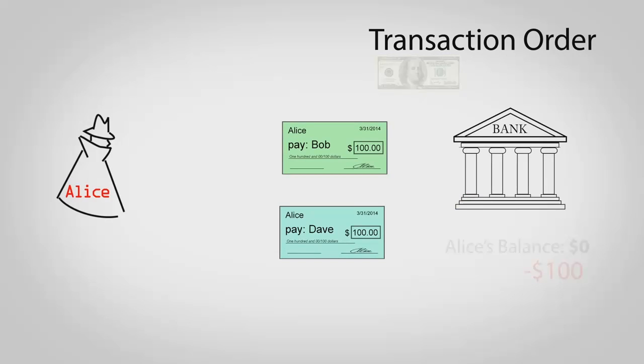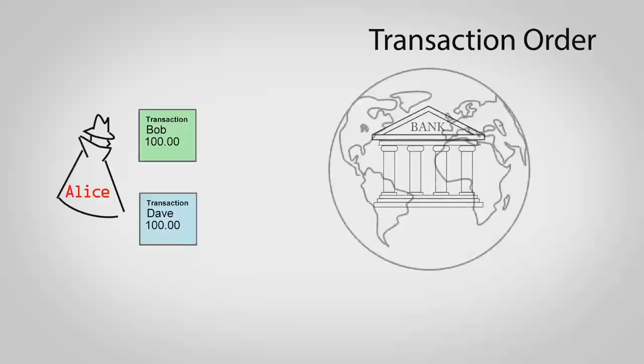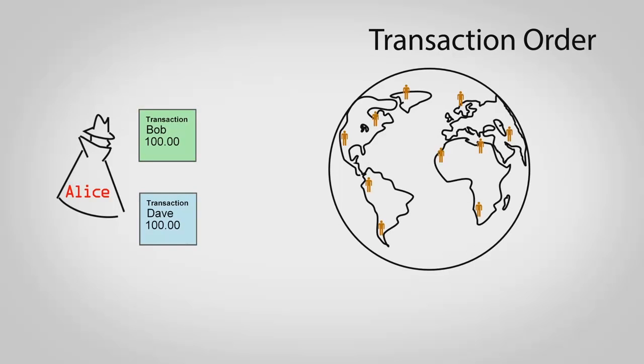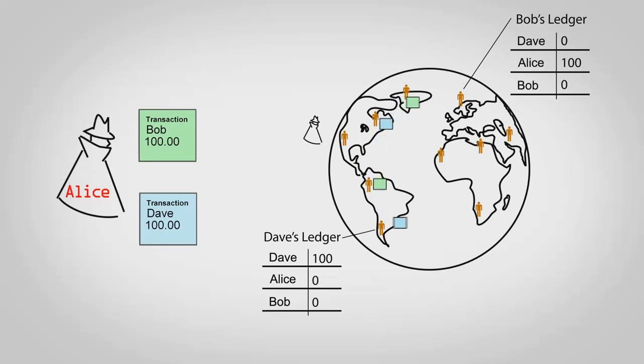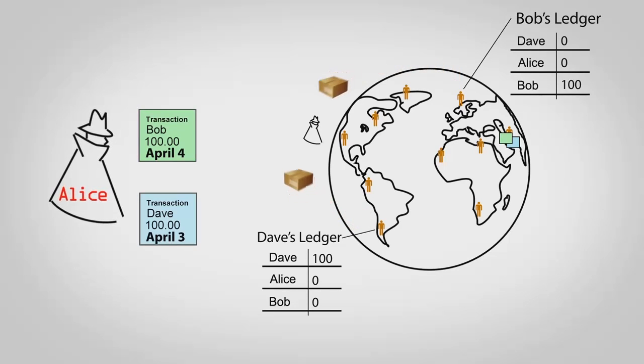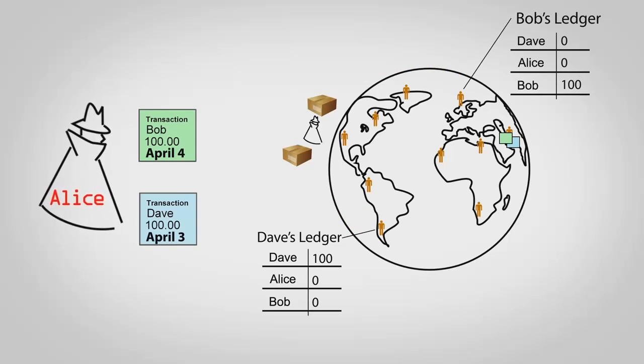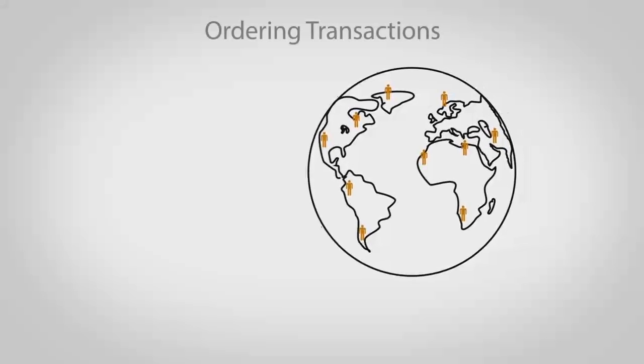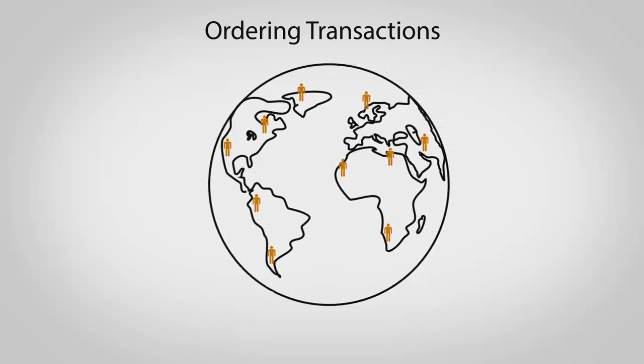So the order of these checks is critical because it determines who should get paid. Unfortunately, order is much harder to determine in Bitcoin, where instead of a single bank, there are individuals all over the world. Network delays might cause transactions to arrive in different orders in different places, and fraudsters could lie about timestamps. 2 recipients might both think their transaction is first and ship a product, effectively allowing Alice to spend money twice. Bitcoin prevents this by providing a way for the entire world to decide on transaction order.